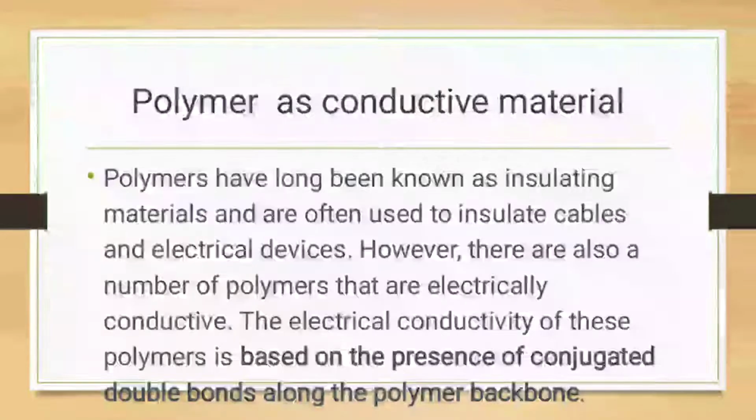We know that insulating polymers are used in cables and electrical devices. These polymers are used in electrical devices like phones, mobiles, chargers and many other electrical devices, and also in different types of cables, optical and non-optical.